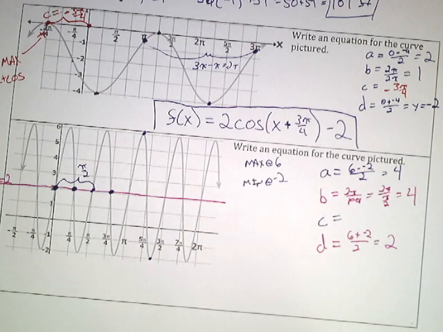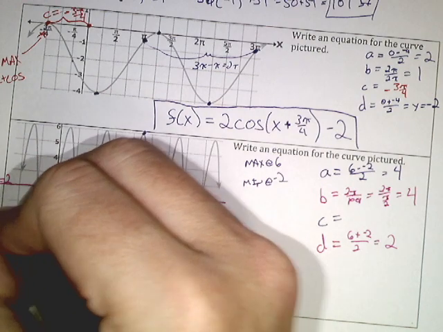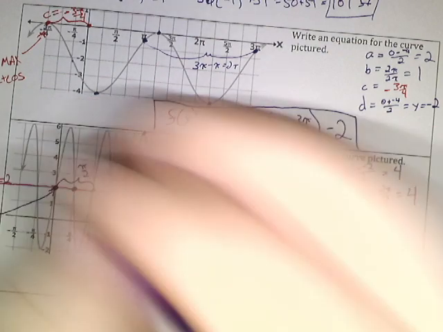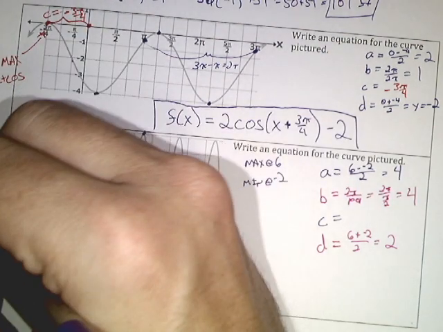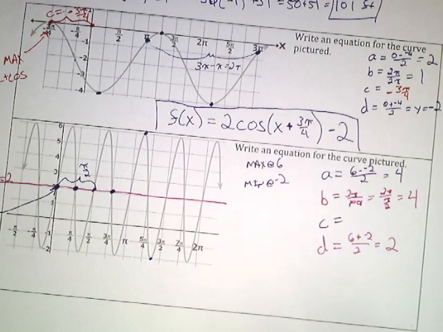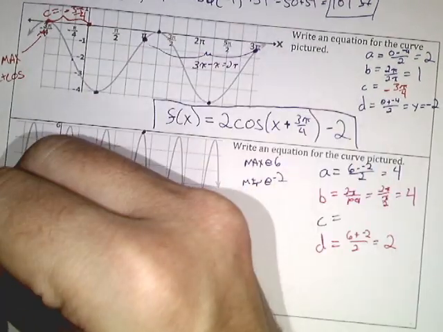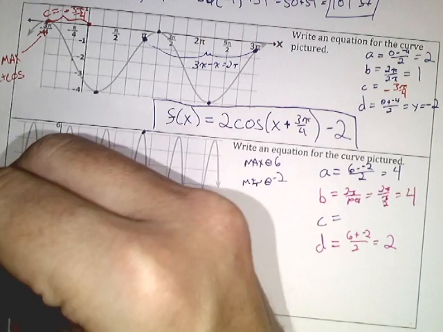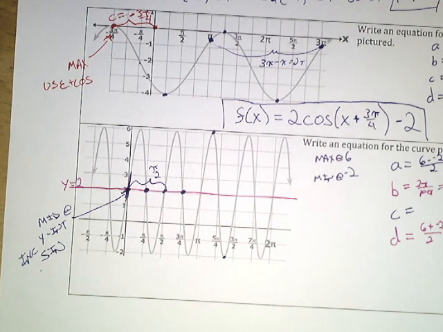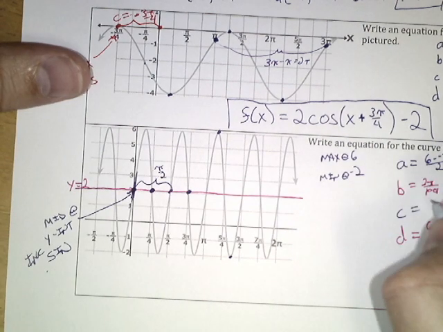And then finally my C. Well, my midline is at the y-intercept, and it's increasing, so I can just use sine. Because the graph intersects the midline at the y-intercept, I can use sine. It's increasing. Don't need a C. C can equal 0 in this particular case.